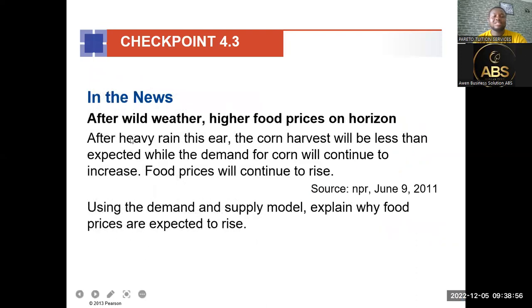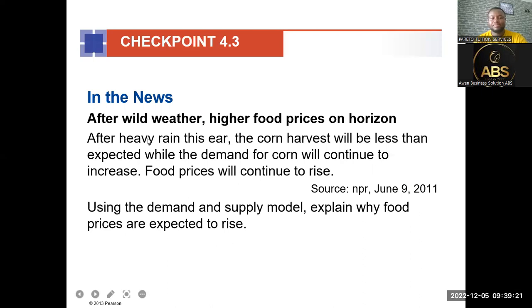Now, after wild weather, higher food prices on horizon. After heavy rains this year, the corn harvest will be less than expected, while the demand for corn will continue to increase. Food prices will continue to rise. Here's an assertion: using the demand and supply model, explain why food prices are expected to rise.